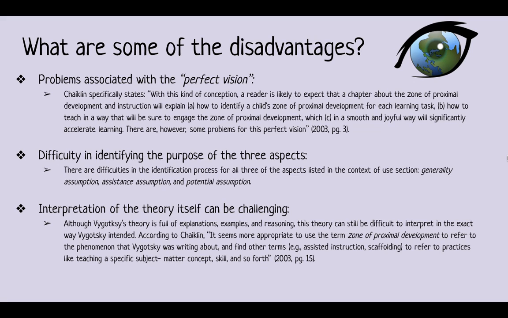Although Vygotsky's theory is full of explanations, examples, and reasoning, this theory can still be difficult to interpret in the exact way Vygotsky intended. According to Chaiklin, "it seems more appropriate to use the term zone of proximal development to refer to the phenomenon that Vygotsky was writing about and find other terms, such as assisted instruction, scaffolding, etc., to refer to practices like teaching a specific subject matter concept, skill, and so forth."